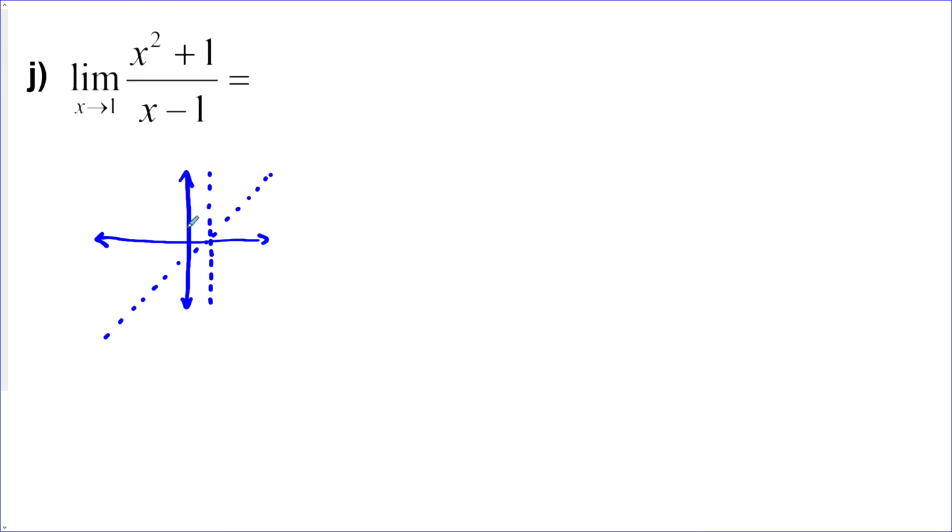And this graph actually does this and this. And you could confirm this using some test values, but that's how it's looking. So as we try to approach 1 from both sides, we're going two different ways. So this limit does not exist.